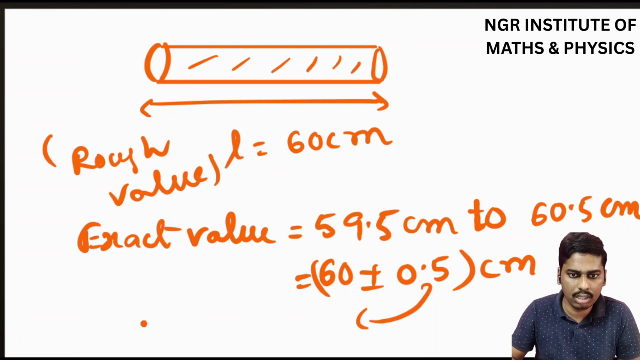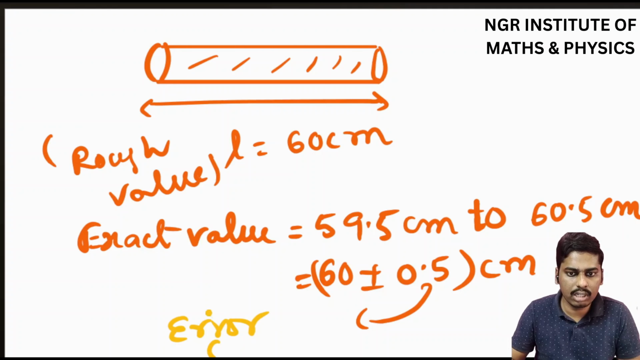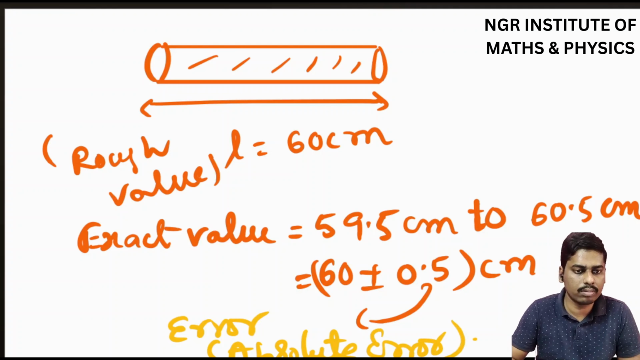This is error. This is what is known as error. Let me pick yellow. Okay, this is what is known as error. If I tell the detailed name of this error, this is absolute error. Okay, this is absolute error.